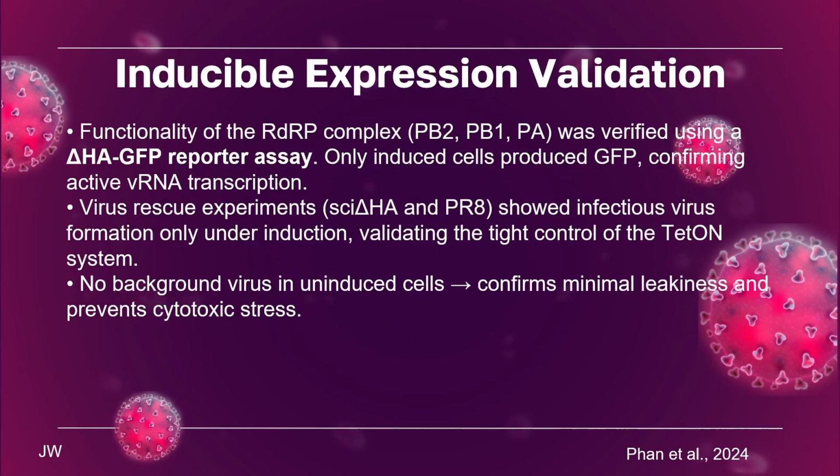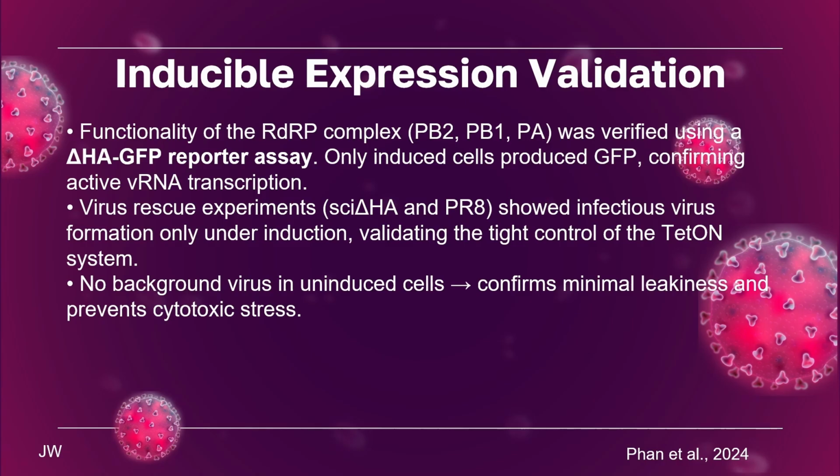After integration, they confirmed that the inserted genes were both functional and tightly regulated. First, they tested the RNA-dependent RNA polymerase complex, PB2, PB1, and PA, using a delta HA-GFP reporter assay. In this system, the HA gene is replaced with GFP, so fluorescence occurs only when the viral polymerase is active. GFP signal appeared exclusively after doxycycline induction, confirming that the TET-on system successfully activated RdRP function without background expression.